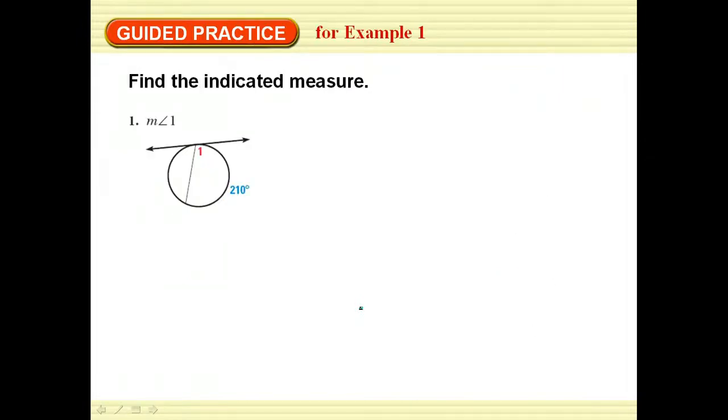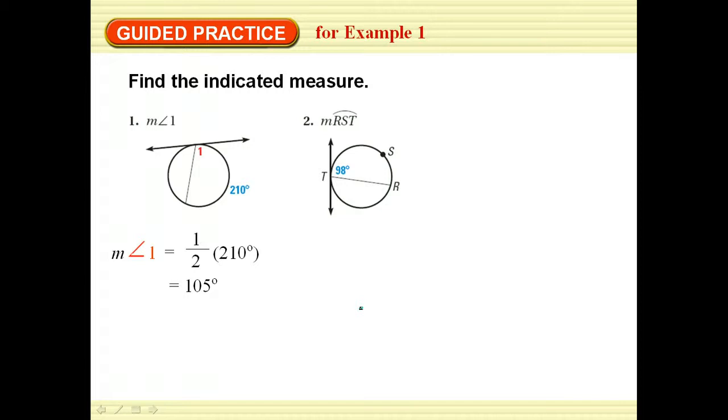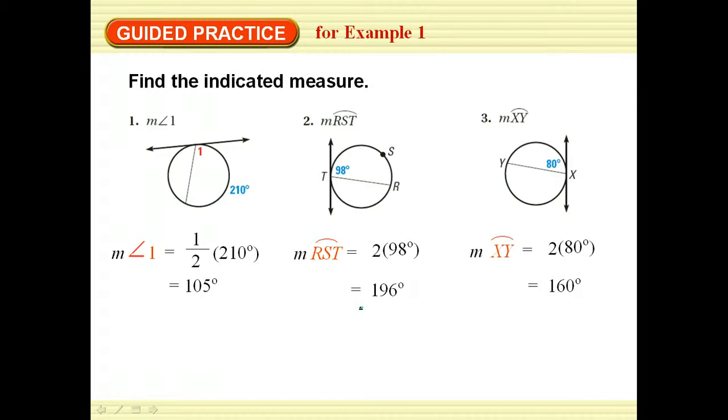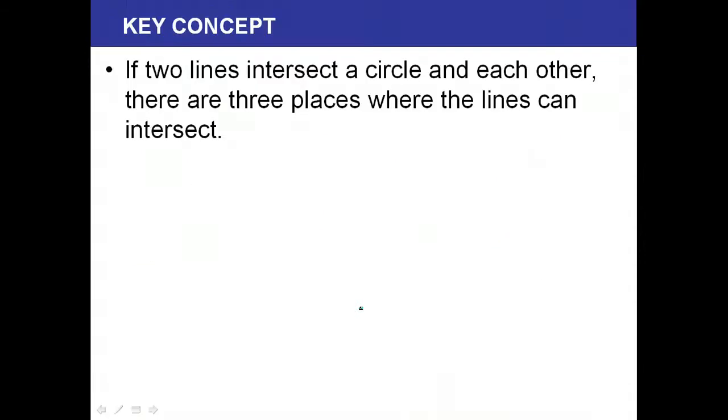In this problem, we can find the indicated measure here. We know the angle is 1/2, so that would be 105. So you should try this one. Remember, the arc is twice the angle, so that's going to be 196. And for number 3, XY is going to be twice 80 degrees, or 160 degrees.